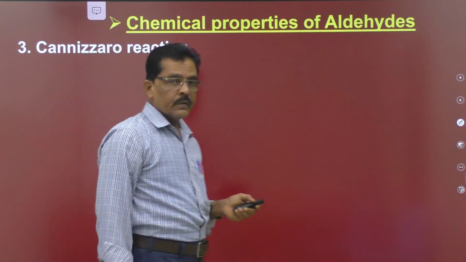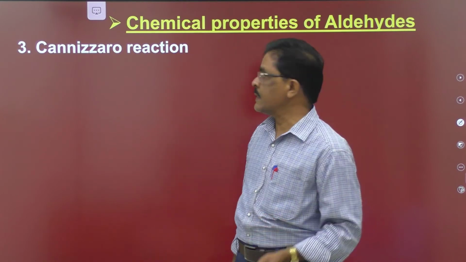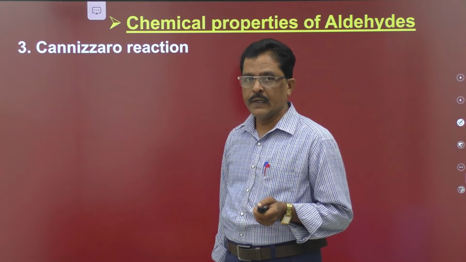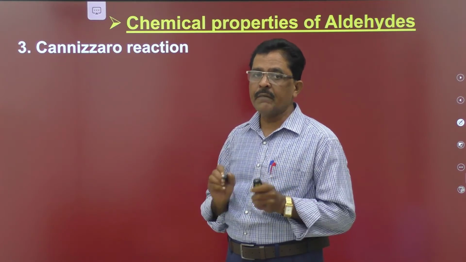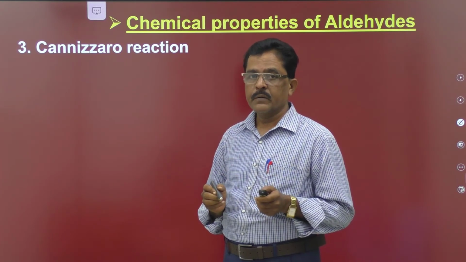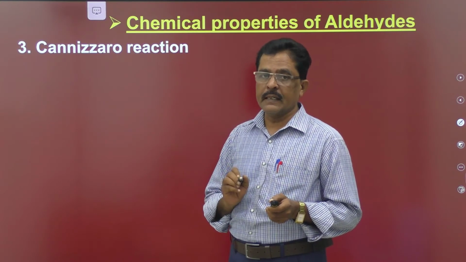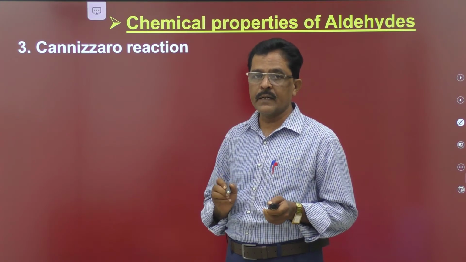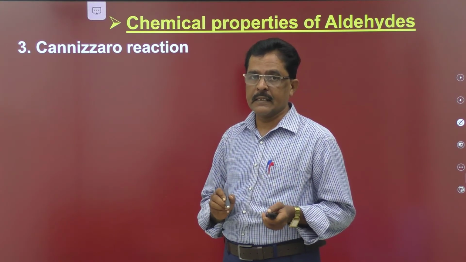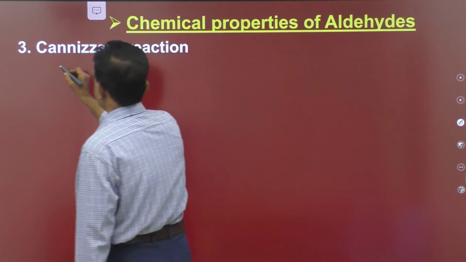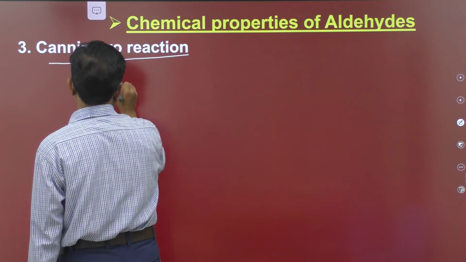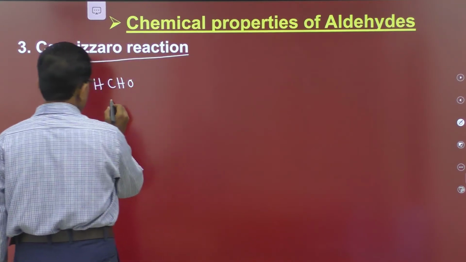Next, the Cannizzaro reaction. The Cannizzaro reaction is one of the important chemical properties of aldehydes. Those aldehydes not having an alpha hydrogen atom undergo self-oxidation and self-reduction to form alcohol and salt of carboxylic acid. So I want to take here the aldehyde formaldehyde. HCHO is formaldehyde.